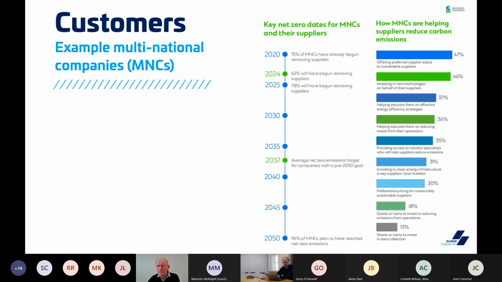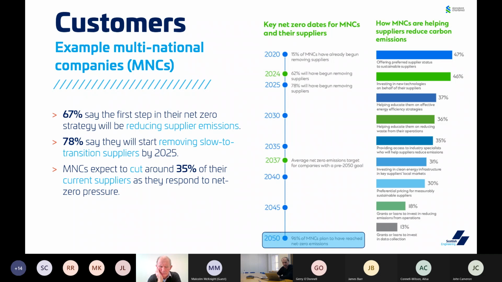And if you look at the customer, and you take the example of the multinational companies, the big companies, you'll find that 96% of those are planning to reach net zero by 2050. That's a huge amount, most of those large companies. And how are they planning to do that? 67% of them are going to do it by getting their suppliers to decrease their emissions. You need to remember that in terms of scope 3, your downstream emission is your customer's upstream emission. So that's what they want to do.